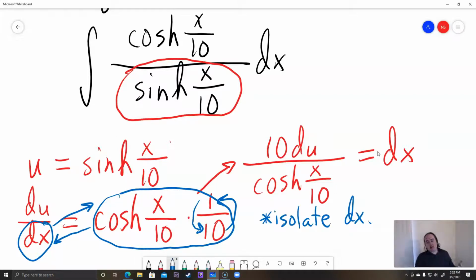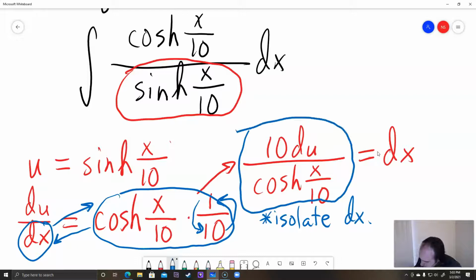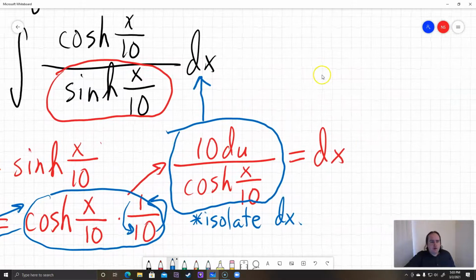But now that dx is isolated, even though it's kind of complicated looking, we can plug in this big thing here in for dx. And you're going to notice that stuff is going to cancel out, because that cosh of x over 10 on the bottom is actually going to cancel out with this cosh of x over 10 up here, which is what we want.